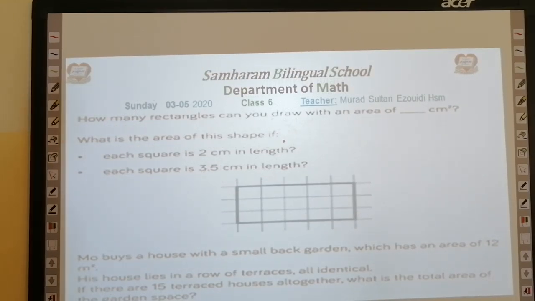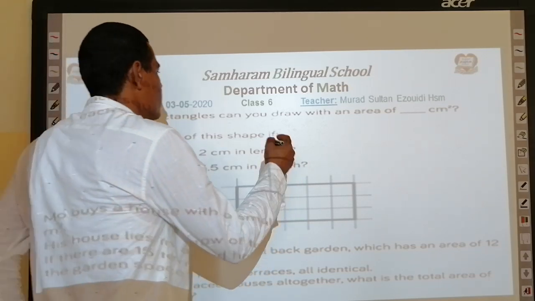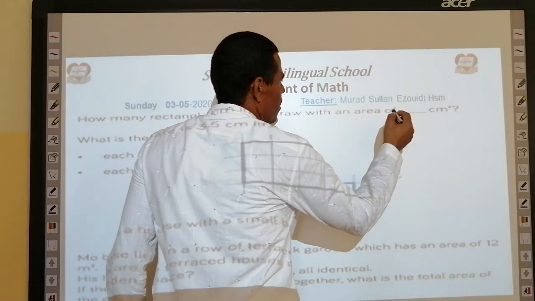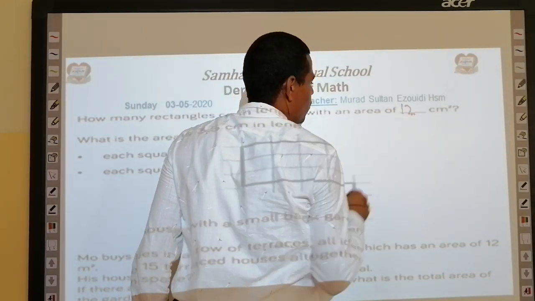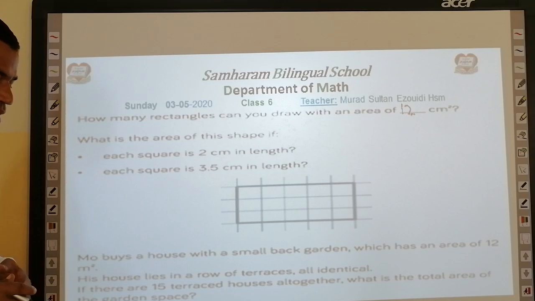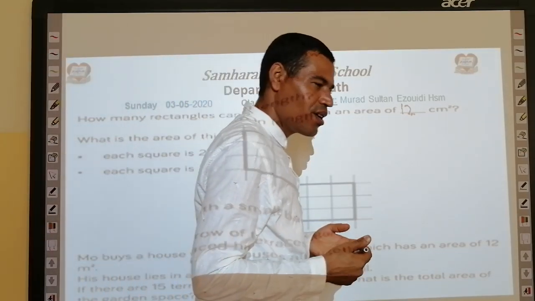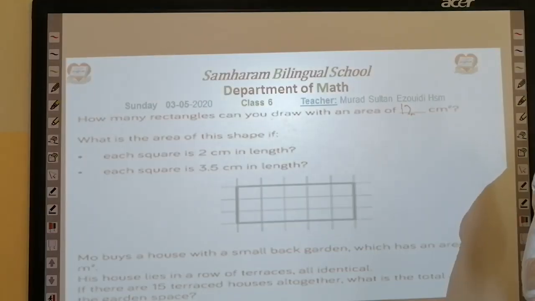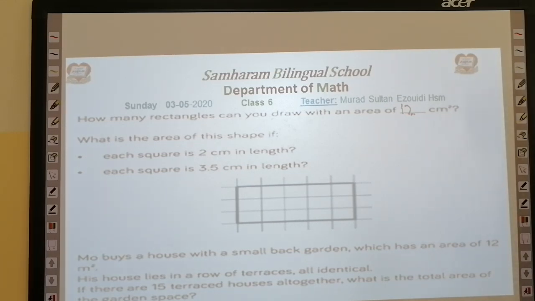Okay, how many rectangles can you draw with an area of 12 centimeters squared? How many rectangles can you draw? Can you count the rectangles that you will use that have the same area of 12?